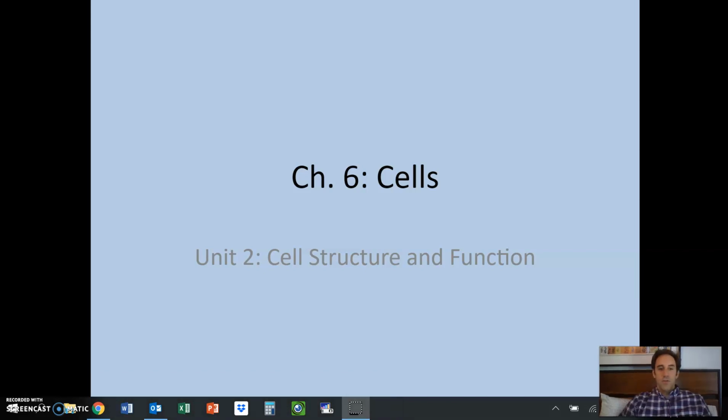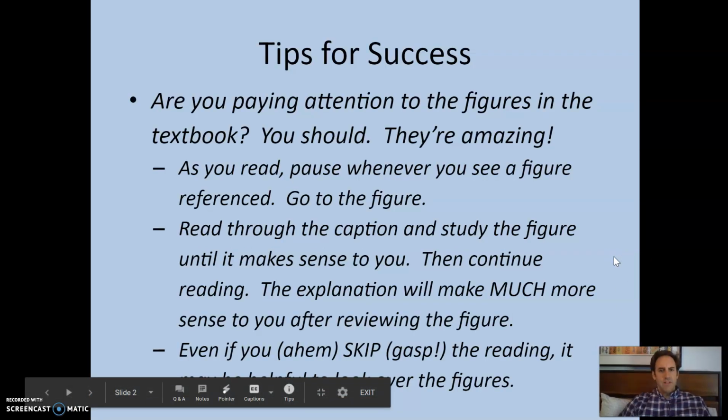Hello, students, and welcome to Unit 2 of AP Biology, Cell Structure and Function. And since the unit is on cell structure and function, we thought it made sense to start with what is a cell. So that's what this whole chapter is about. As always, we have lovely tips for success.